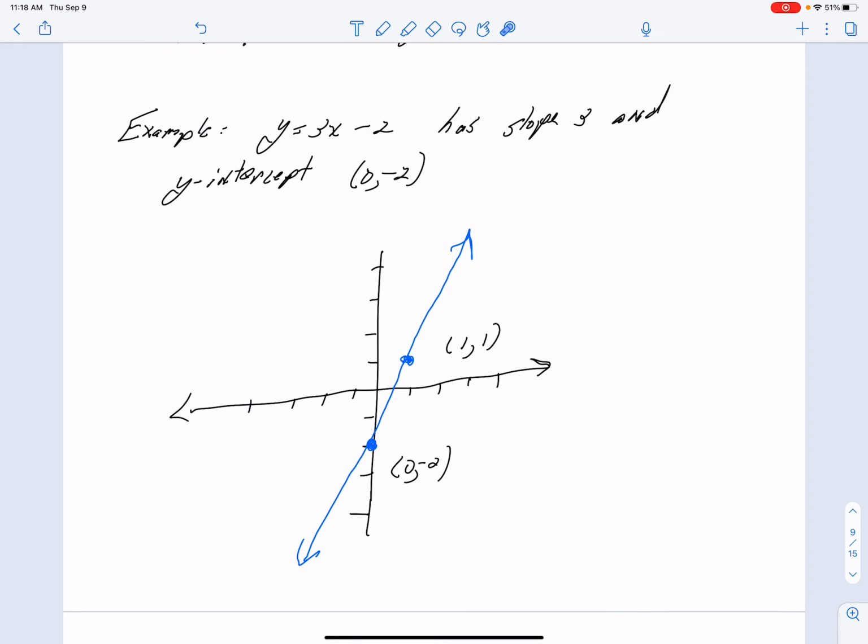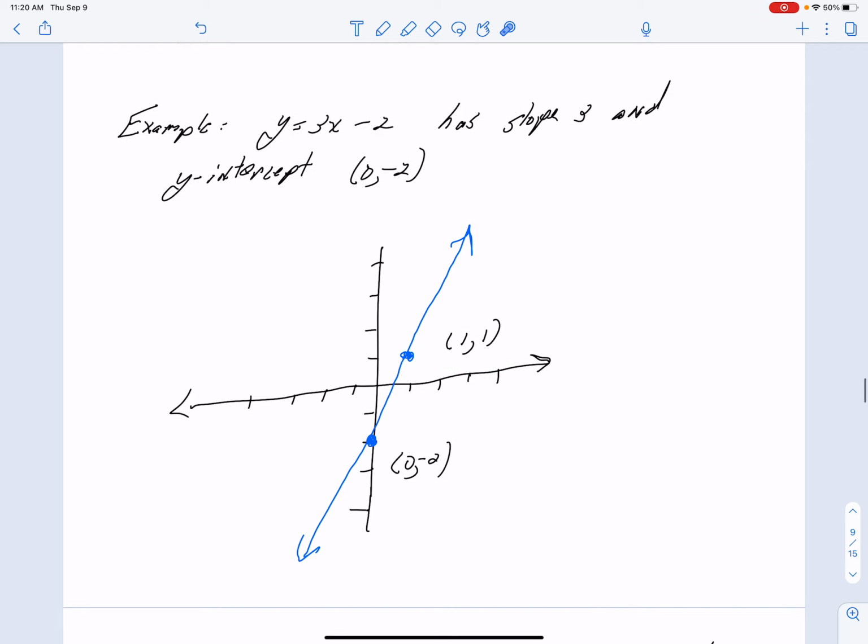So an example might be if y is equal to 3x minus 2, that's a line that has slope 3 and y-intercept (0, -2). So I go to (0, -2). Then I go a slope of 3, which means up 1, 2, 3, to the right 1. That gives me the point (1, 1). And once I have 2 points, I can draw that line.